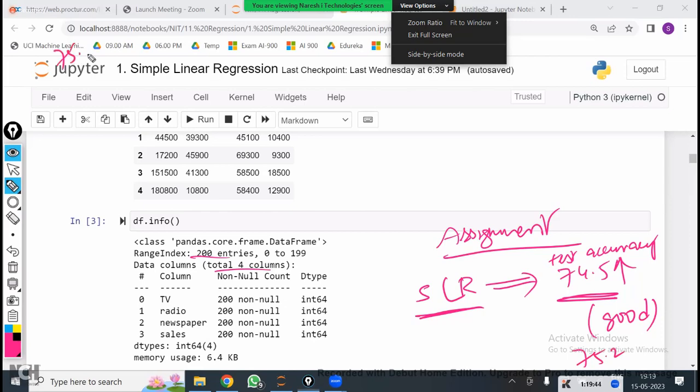Now you will say, sir, I have got 75.2. Then do I simply have to believe you? Do I have to believe you? You will say, sir, I'm going to share the Jupyter notebook, please check. You will say like this. I'm not going to see the Jupyter notebook.